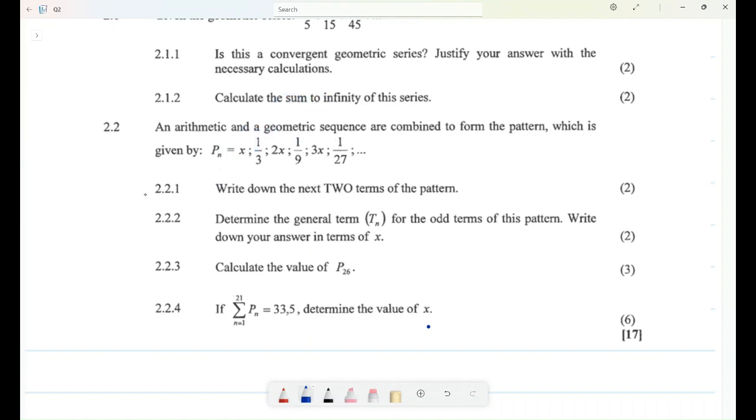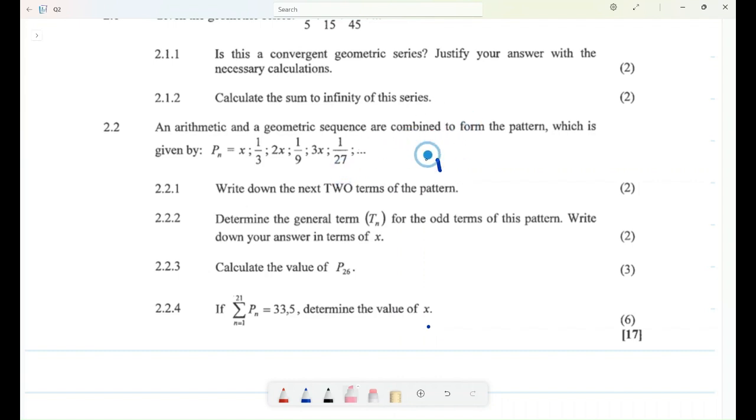Now, 2.2.1 says write down the next two terms of the pattern. I know it is x times 1/3, 2x times 1/9, 3x times 1/27. Since this one, you just add x, you do not add one, you add x. So it's going to be 4x. On this one, you multiply by 1/3, which is our r, and you get 1/81. These are your next two terms, 4x and 1/81.